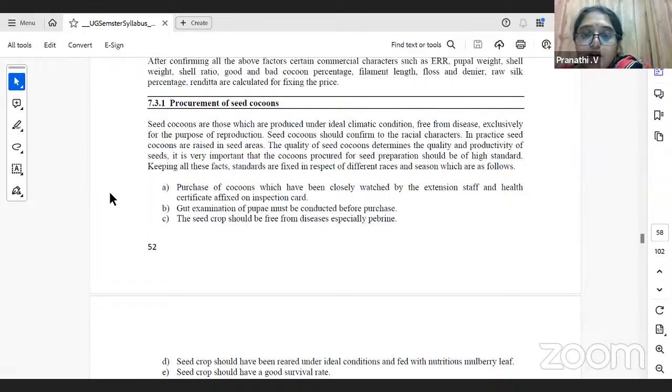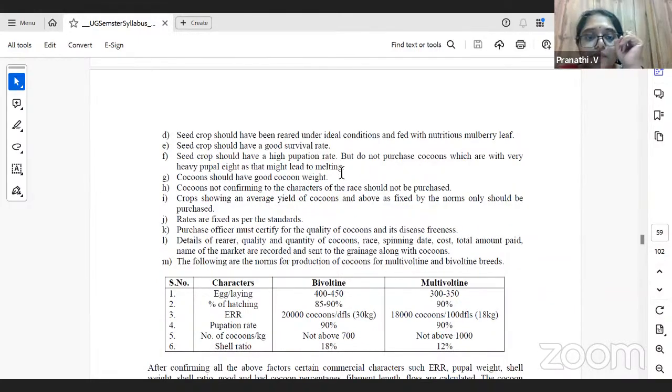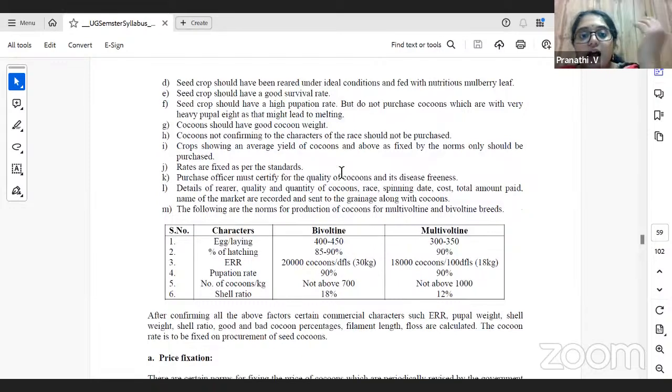So, purchase of the cocoons has to be seen by the extension staff, and a health certificate should be given upon inspection. For the febrile disease, the gut examination of the pupae must be conducted before the purchase of the cocoons. The seed crop should be free from diseases, especially the febrile disease. Seed crop should also be reared under ideal conditions and fed with nutritional mulberry leaf. Good survival rate of the seed crop should be there, high pupation rate, and good cocoon weight, and all cocoons that do not have such characters of the race will not be purchased at all.